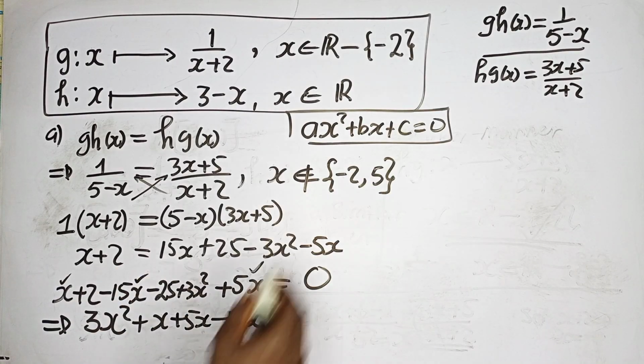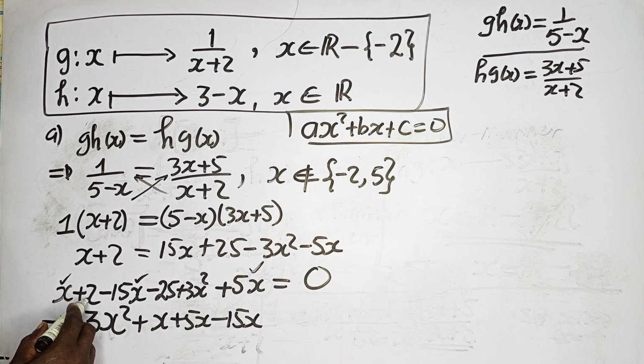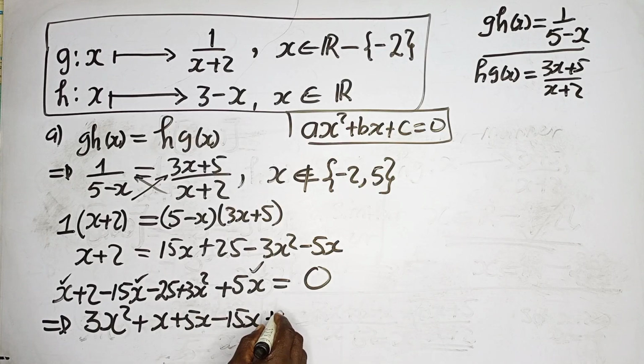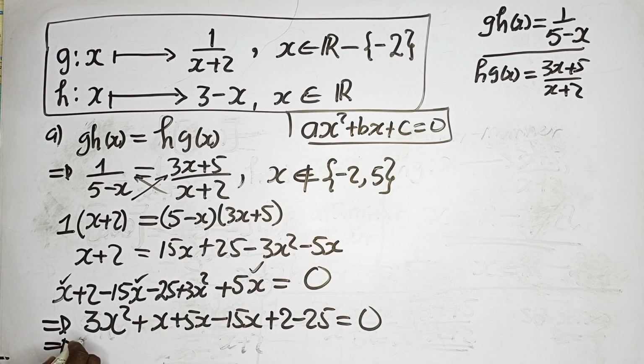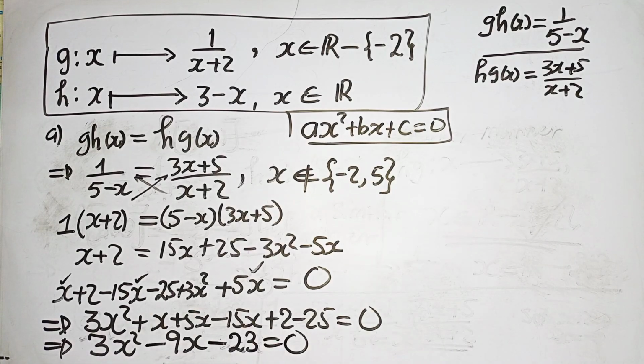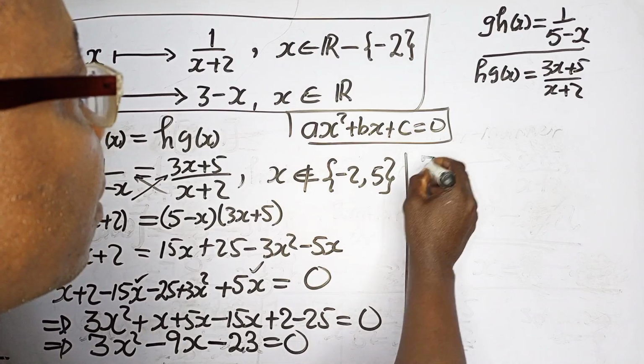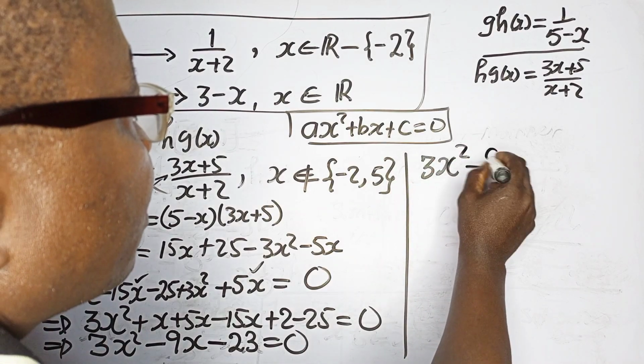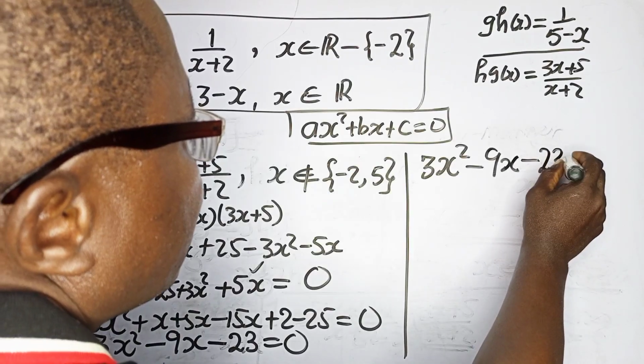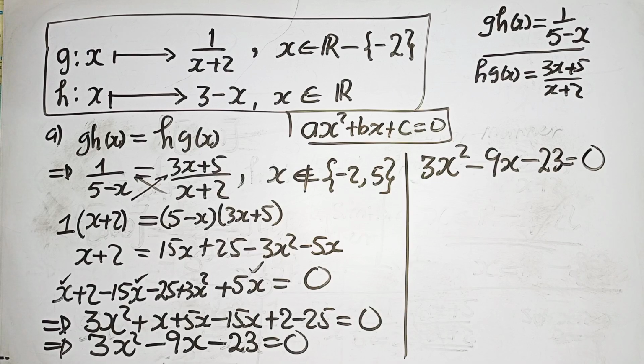The ones that have ticked. Now we'll go to the constant, the thing that does not contain the variable. We have just plus 2 and then negative 25. So we have plus 2 minus 25 equal 0. So what is our quadratic equation? It is 3x squared. x plus 5x is 6x. 6x minus 15x is going to give us negative 9x. Then 2 minus 25 is going to give us negative 23, equal to 0. So our quadratic equation that we obtain is 3x squared minus 9x minus 23 equal 0.